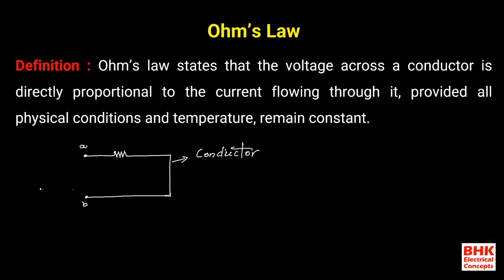Now what is the definition? Ohm's law states that voltage across a conductor is directly proportional to the current flowing through it. It means, for example, terminal A to terminal B is the conductor. If I apply some voltage across this conductor, V is the voltage we are applying across it. Here R is the resistance of this conductor.